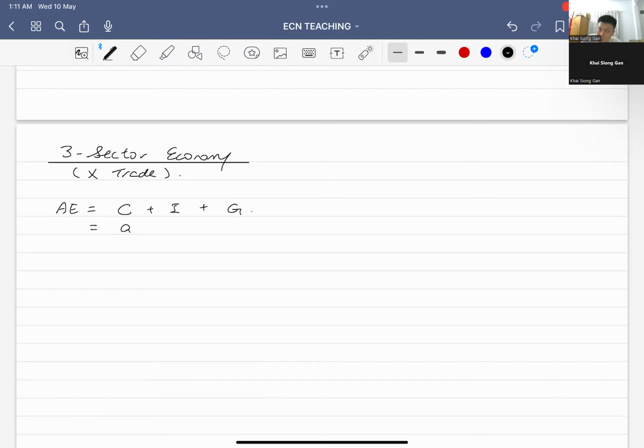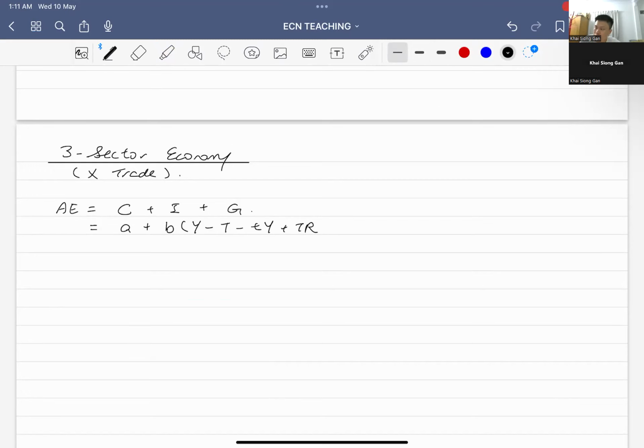A, which is the autonomous consumption, plus the induced consumption, which we call bY. But this Y here is not the disposable income yet, because you need to minus taxation. So the gross income that you earn, you have to minus the taxation, and have to minus any induced taxation, plus any transfer benefits that you receive.